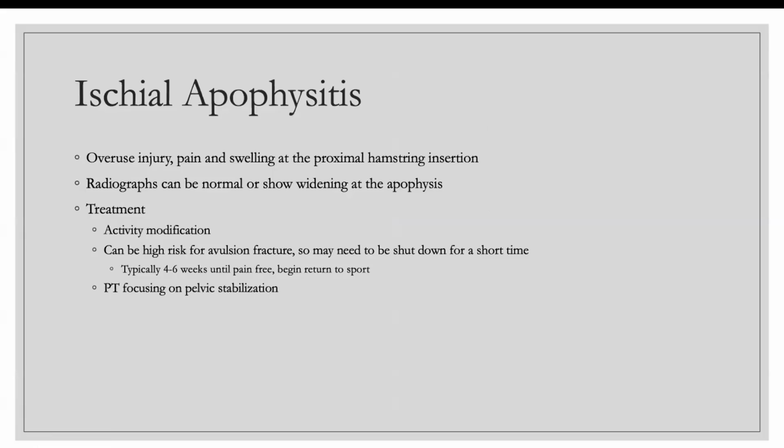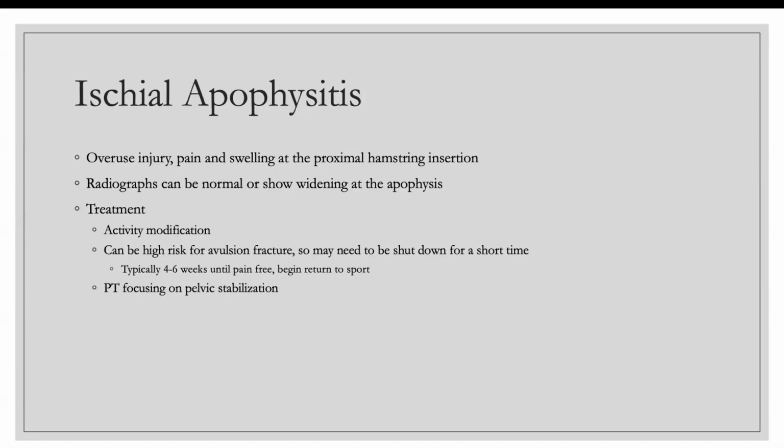Starting at the ischial tuberosity, we have ischial apophysitis, which is an overuse injury that leads to pain and swelling at that proximal hamstring insertion. Our radiographs here could be normal, or will show that classic widening of that apophysis. We're going to want to treat these kids with activity modification. These can be at high risk for avulsion fracture, so we might need to shut them down, especially in your elite athletes that won't want to be taking that time off or won't take it easy if they're back out there on the field.